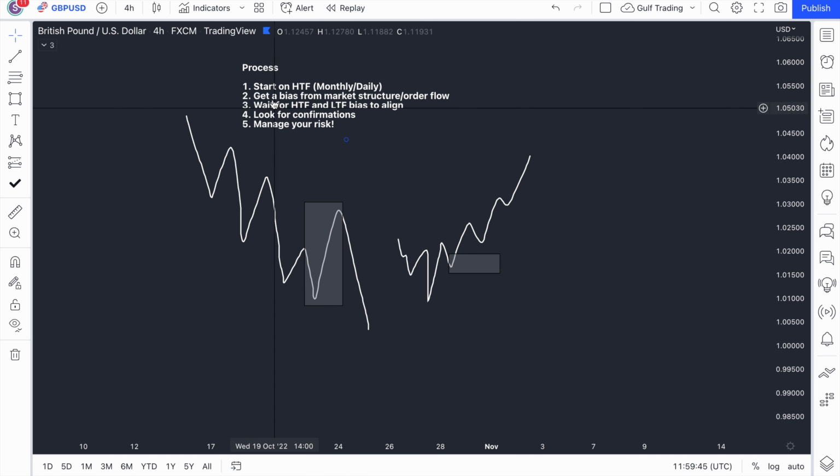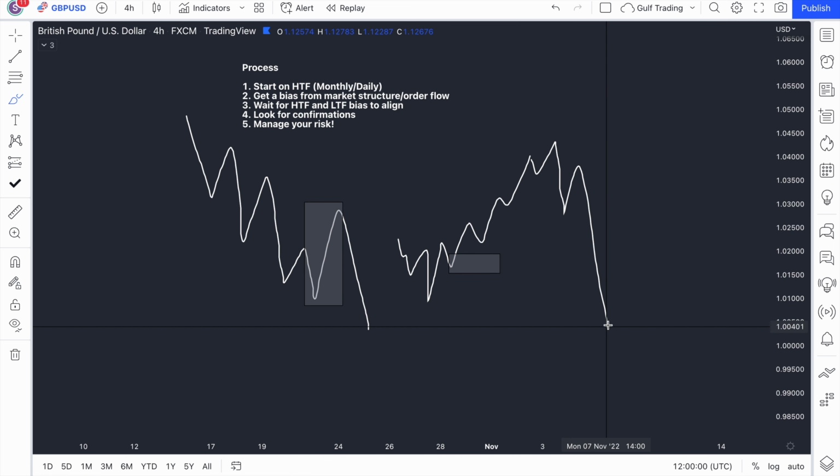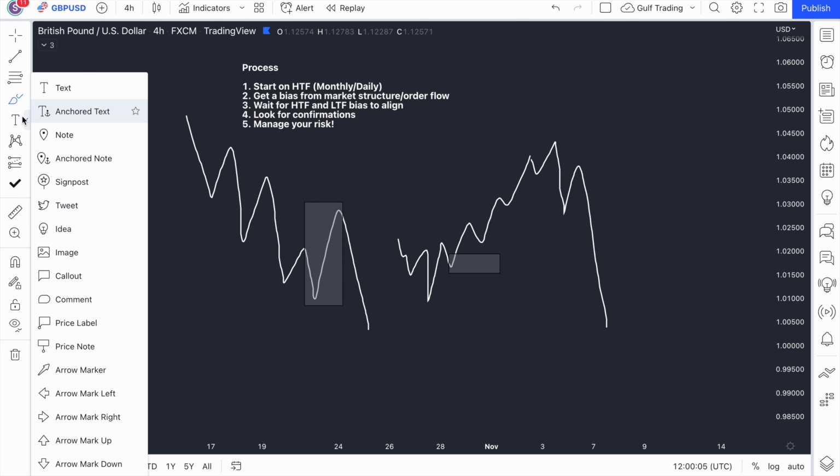Yeah, so what you want to do in step 3 is wait for the high time frame and lower time frame bias to align. So on a high time frame it's bearish, and then if here you wait, and you get a change of character, then you can know that you want to go short. And this is where confirmations come in, step 4.